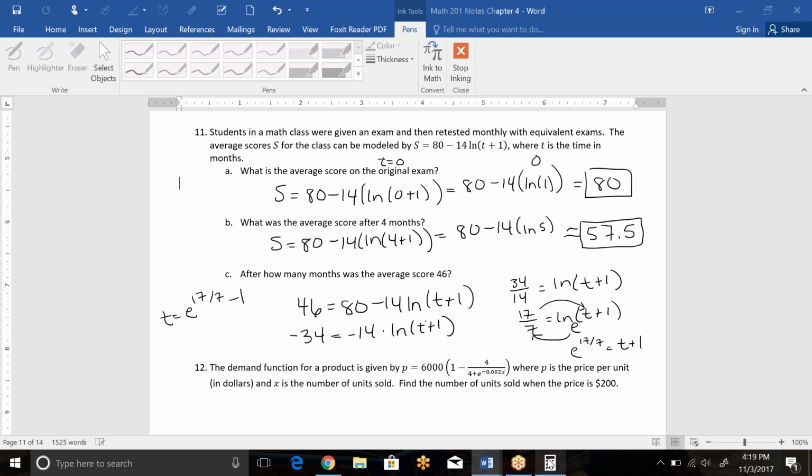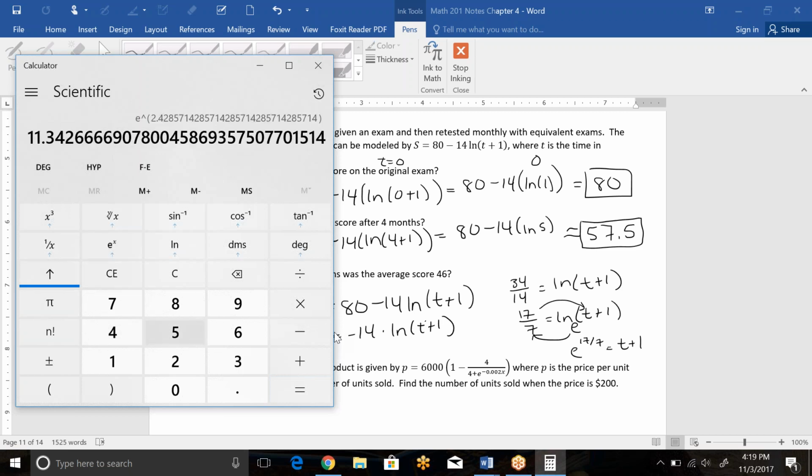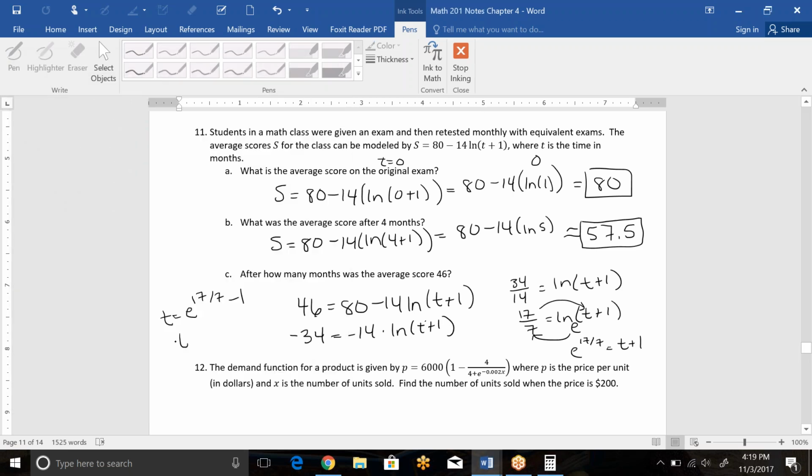Now, you're not going to do that in real life. You're going to actually evaluate this as a decimal. So 17 divided by 7 is my exponent. We raise e to that power, and then we subtract 1. And that's about 10.3 months, because this is solving for t.